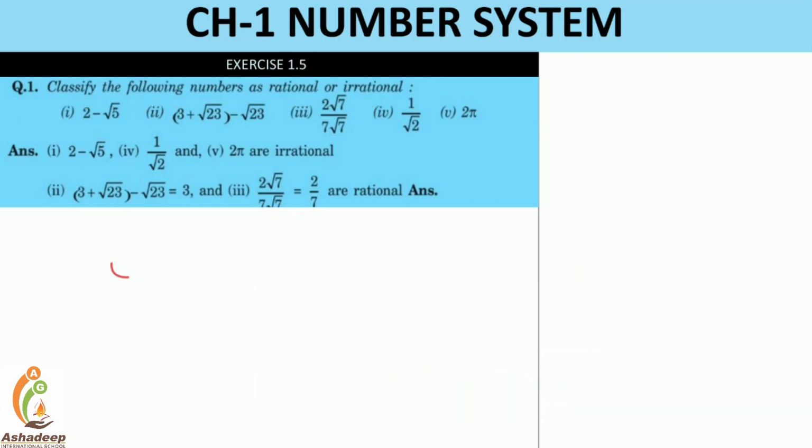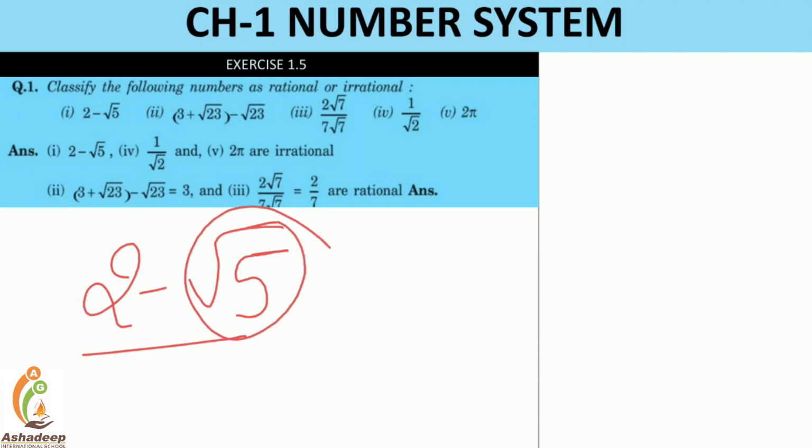So the first sum is 2 minus square root of 5. Here no need of simplification, because simplification is not possible. So here we have an irrational number. So the full number is an irrational number.